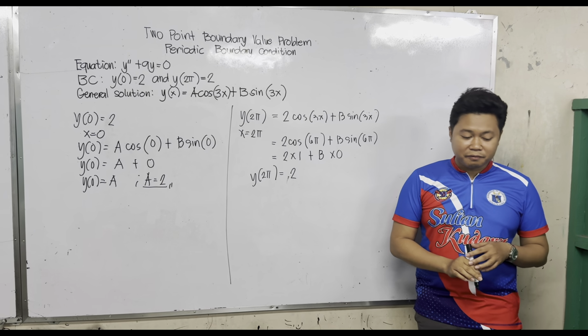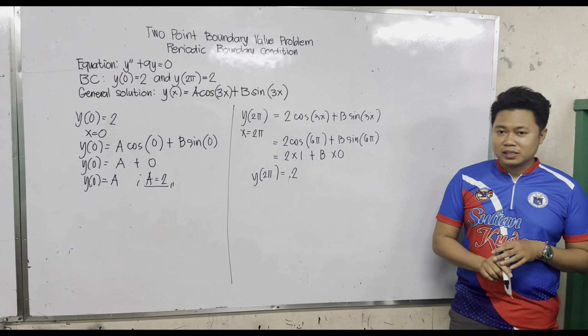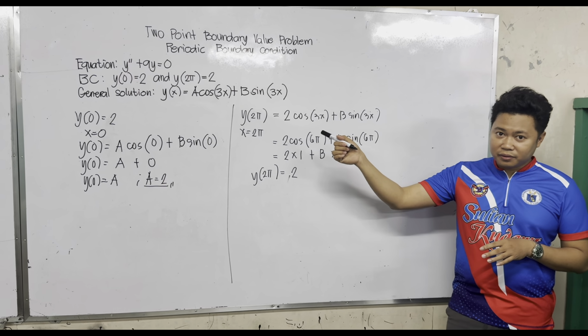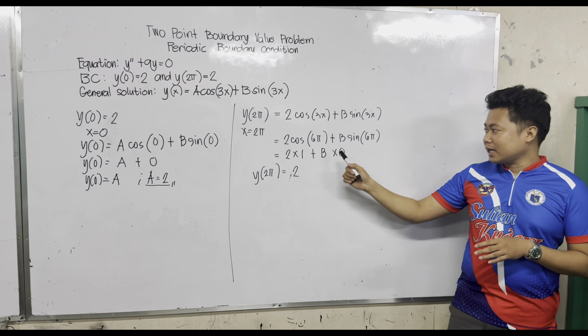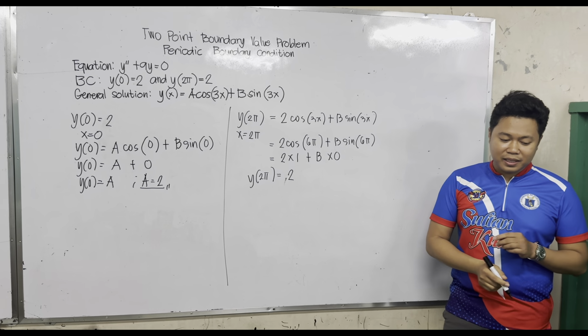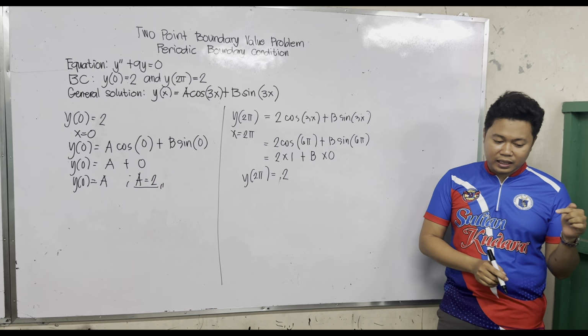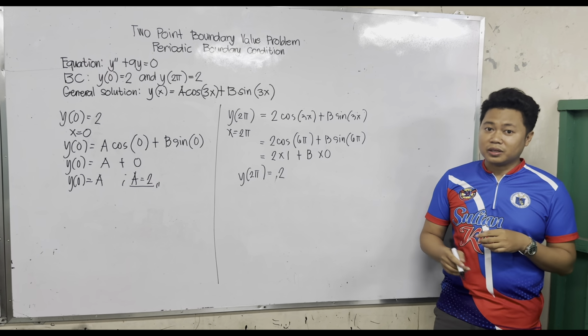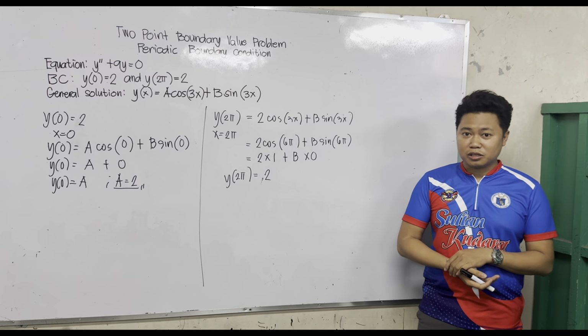The sine term vanishes at both endpoints because sine of 0 is equal to 0 and sine of 6 pi is also 0. That means b is free. Infinitely many solutions exist in our general solution.